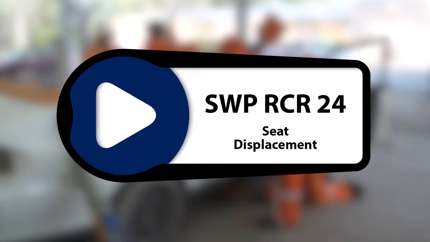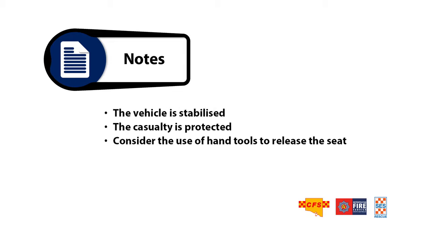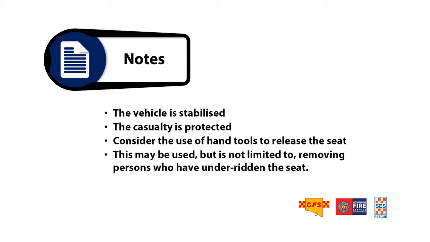The following stages and procedures are to perform a seat displacement. This practice assumes the vehicle is stabilised and the casualty is protected. Consider the use of hand tools to release the seat. This may be used, but is not limited to, removing persons who have underridden the seat.